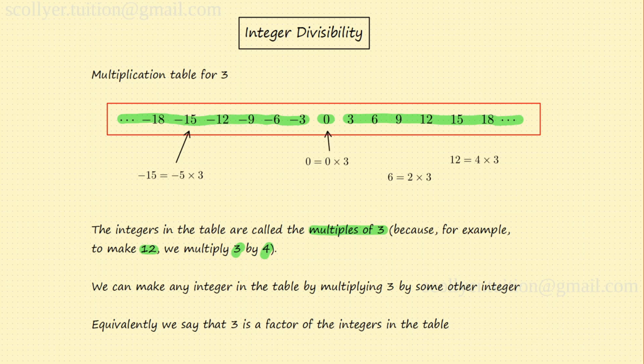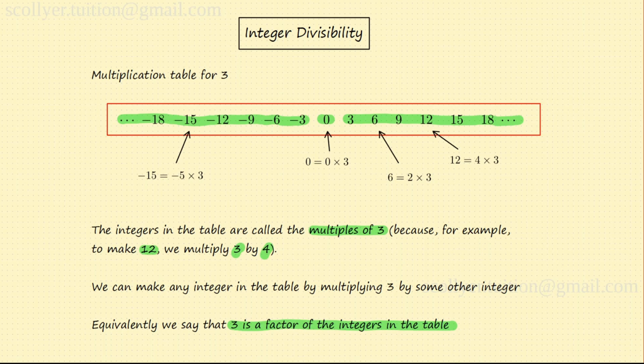6 is in the table because 6 is 2 times 3. And 12 is in the table because 12 is 4 times 3. And the same holds for any other integer in that table. Now, we've called the numbers in the table multiples of 3, but we can also say that 3 is a factor of the integers in the table.